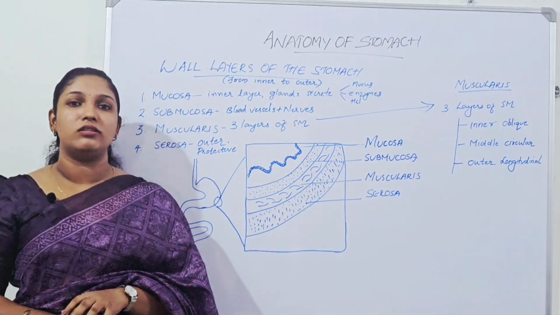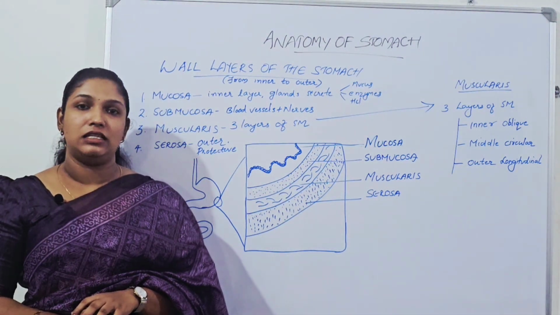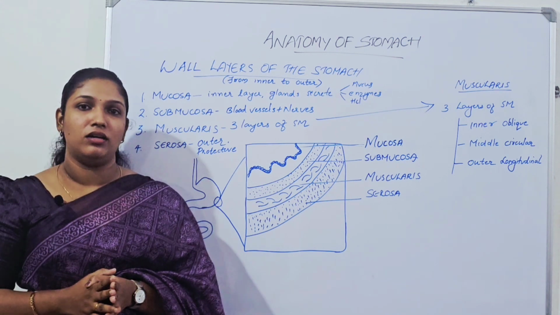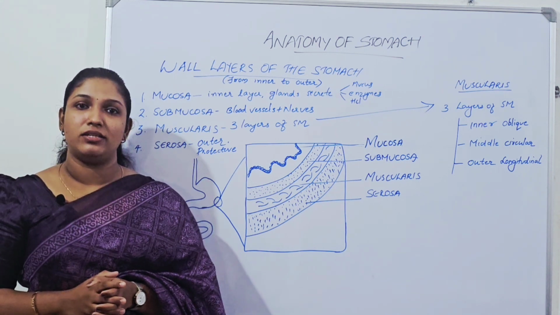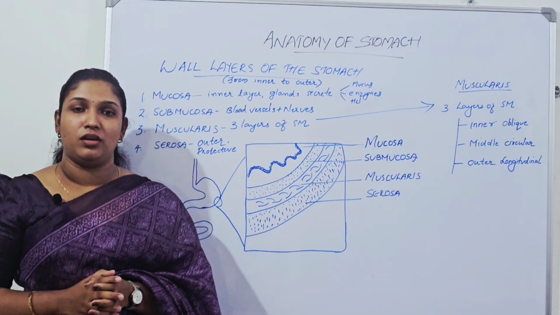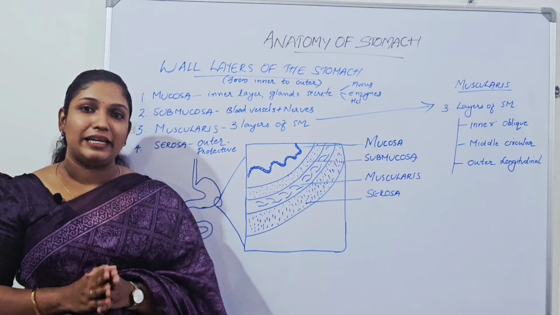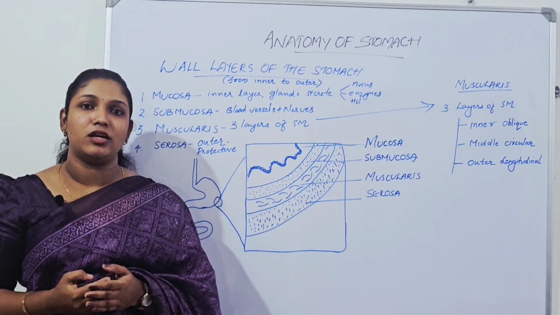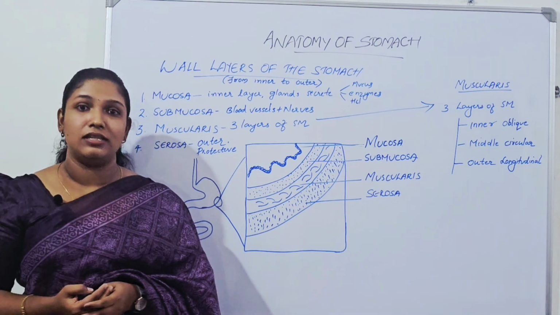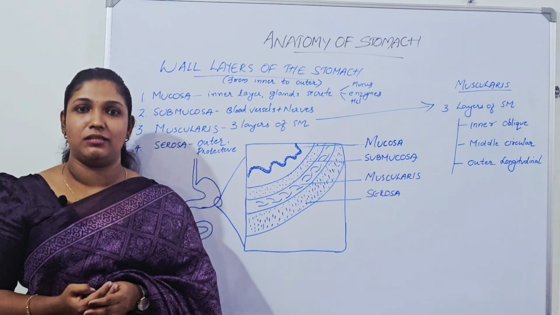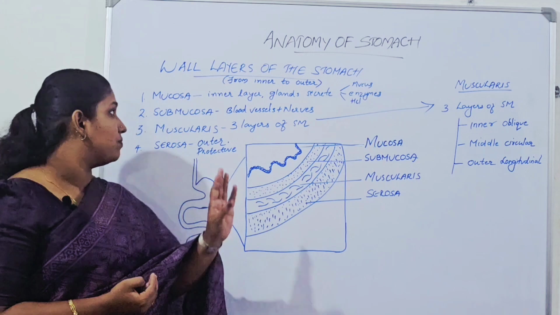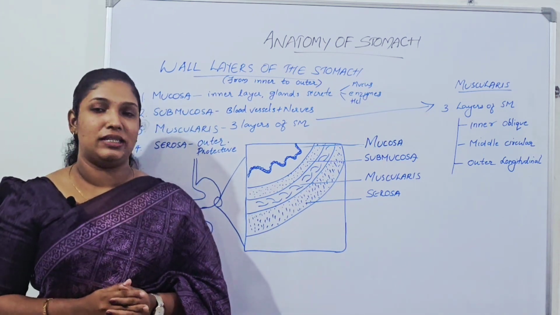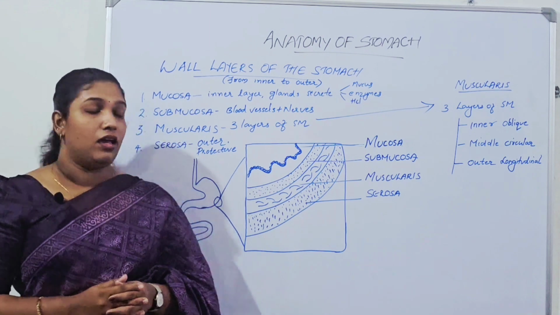The stomach mainly consists of four main layers. From inner to outer, first is the mucosa, submucosa, muscularis and finally serosa. The mucosa is the inner lining of the stomach. It consists of glands that secrete mucus, hydrochloric acid as well as some enzymes. Next is the submucosa. The submucosa consists of blood vessels as well as nerves.